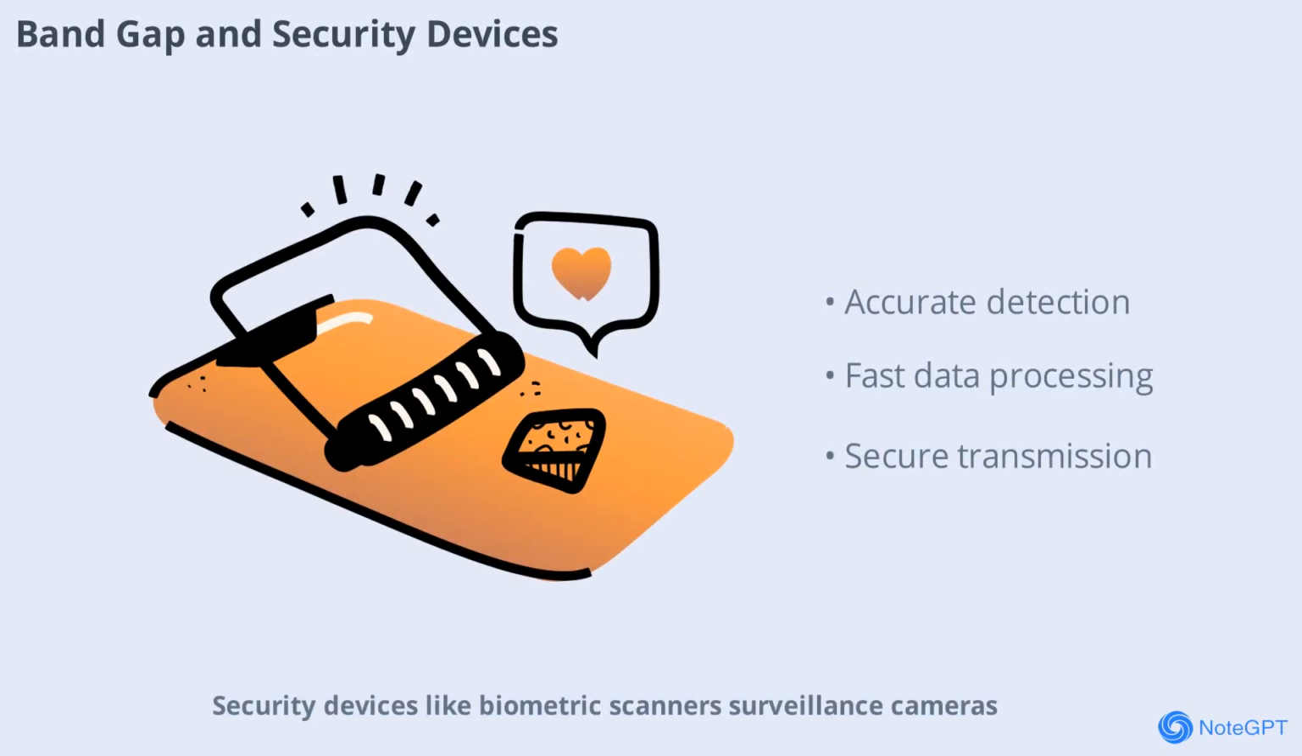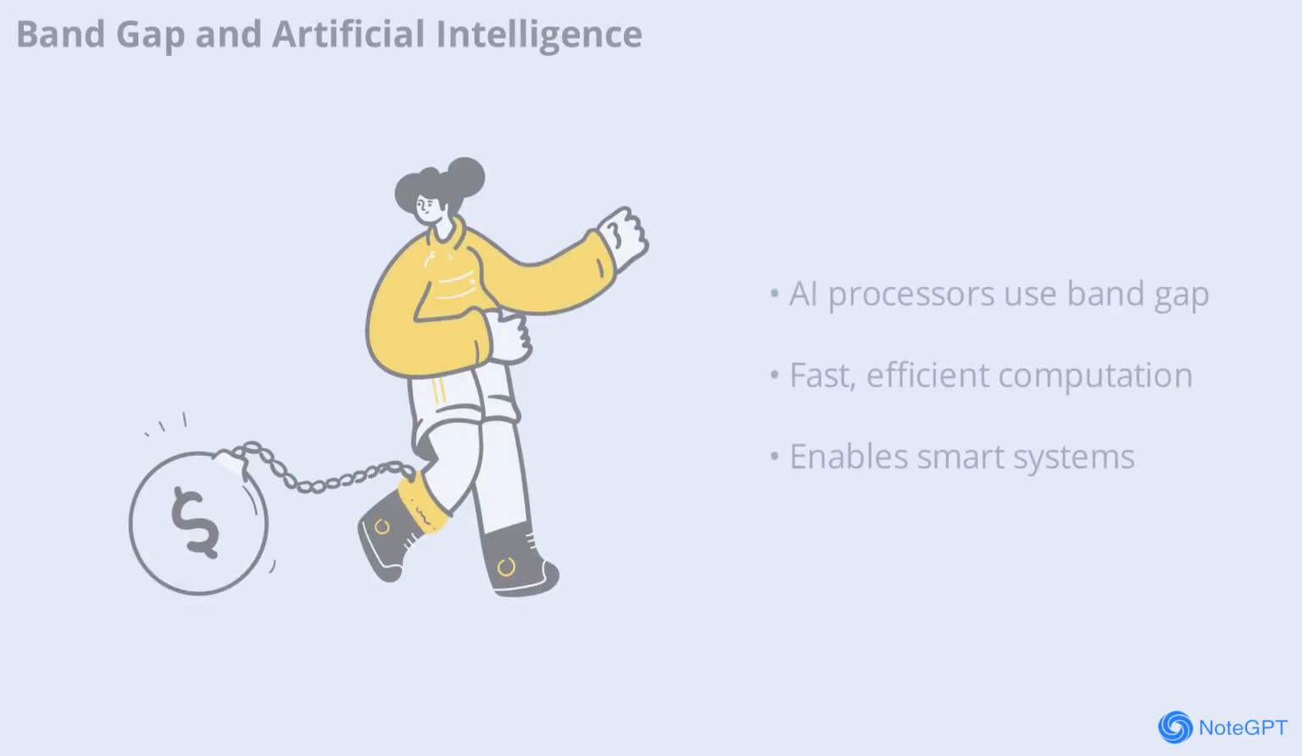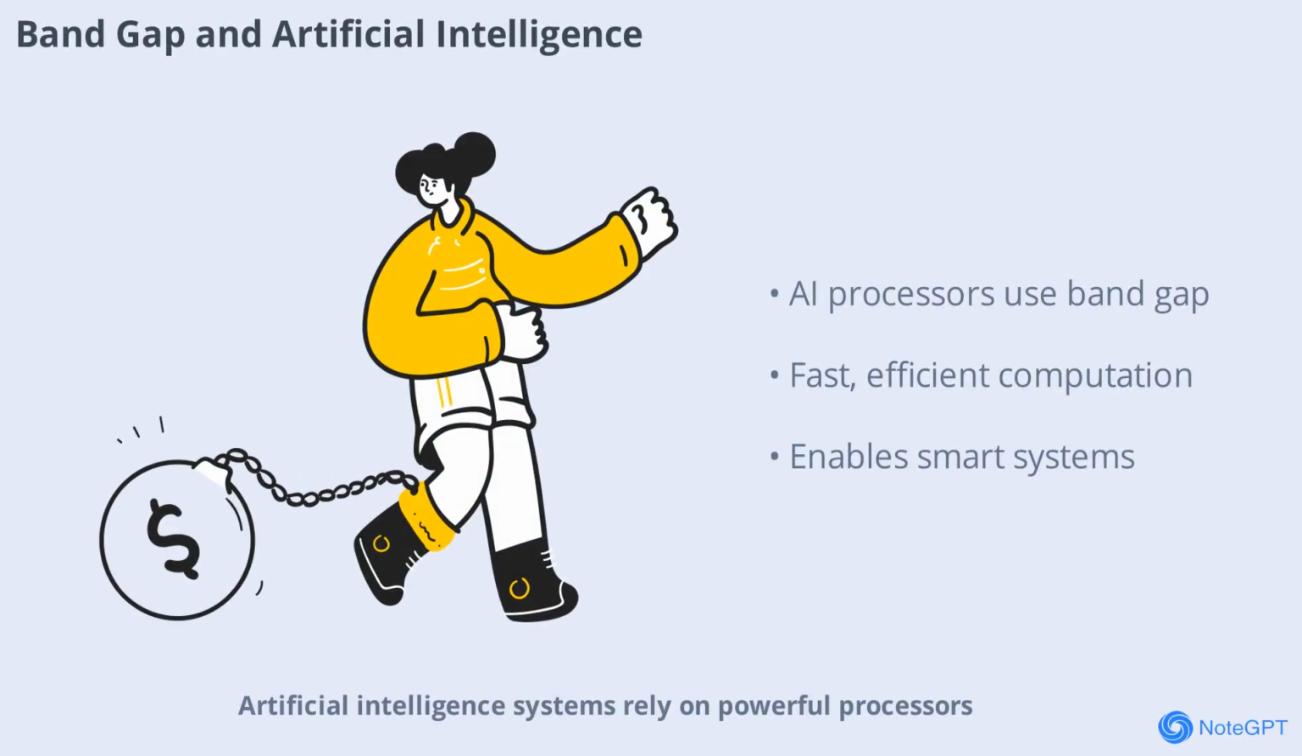Security devices like biometric scanners, surveillance cameras, and secure communication systems use semiconductors with specific band gaps. These materials enable accurate detection, fast processing, and secure data transmission, helping to keep people and information safe in an increasingly digital world.